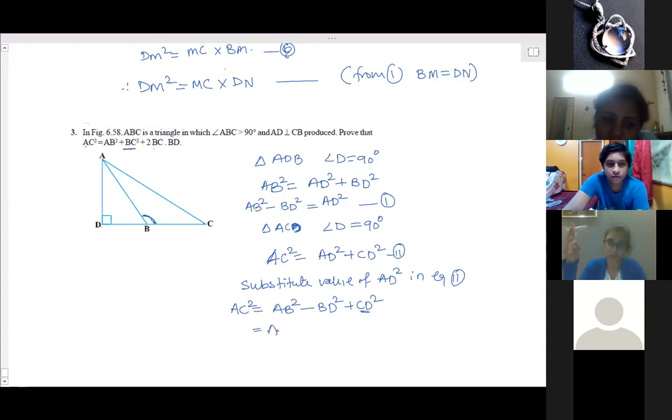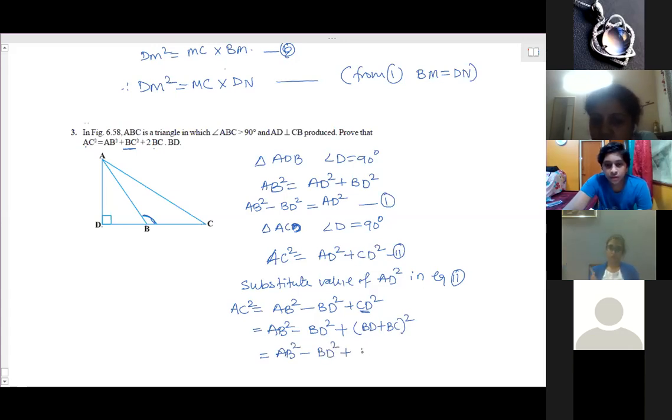So replace that: AB square minus BD square plus (BD plus BC) whole square. Now open the bracket. This is AB square minus BD square. Now the square of this is BD square plus BC square plus 2BD into BC. So minus BD square plus BD square cancelled. So this is equal to AB square plus BC square plus 2BD into BC, which is equal to AC square.